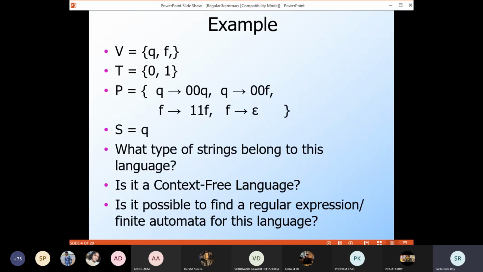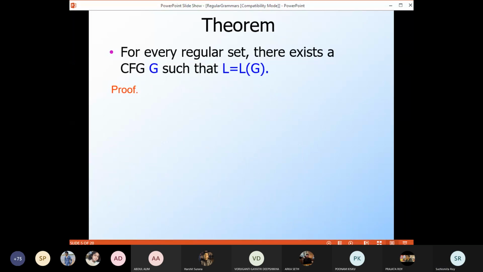So this is a regular language also, and what is interesting is that the regular language is also defined by this context-free grammar. That tells us that regular languages can also be defined by grammars which are context-free. So every regular language can be defined by a context-free grammar. Very, very important, please remember.